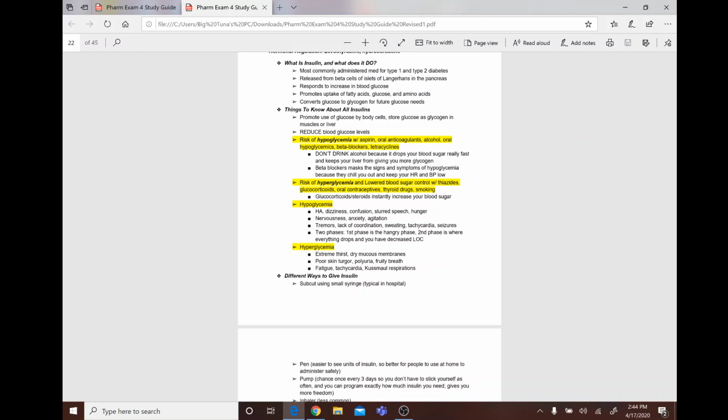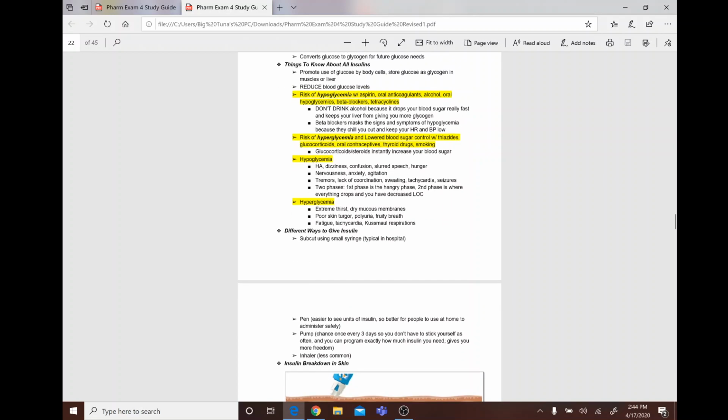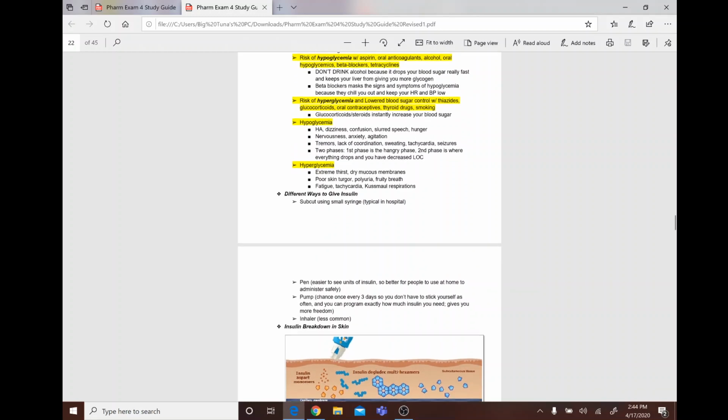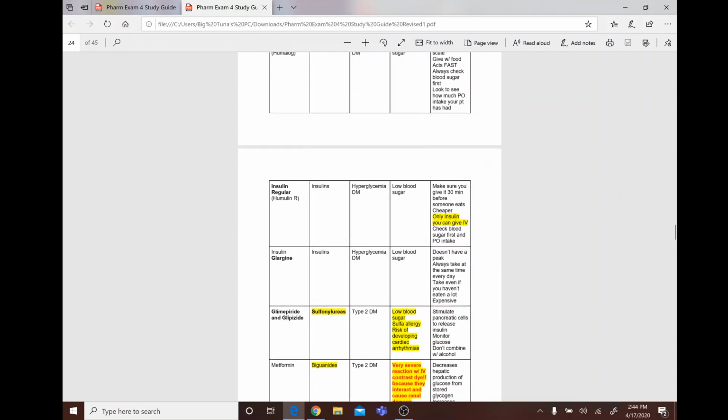What are the signs and symptoms of hypoglycemia? Headache, dizziness, confusion, slurred speech, hunger, nervousness, anxiety, agitation, tremors, lack of coordination, sweating, tachycardia, and seizures. What are the signs and symptoms of hyperglycemia? Extreme thirst, dry mucous membranes, poor skin turgor, polyuria, fruity breath, fatigue, tachycardia, and Kussmaul's respirations.